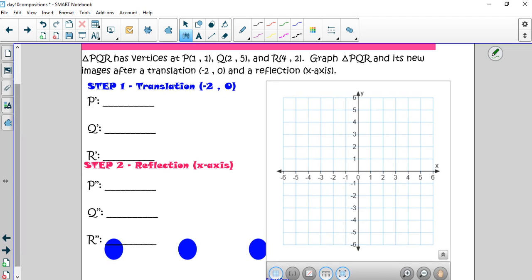PQR: P is at (1, 1), Q is at (2, 5), and R is at (4, 2). Now, we're going to translate it (negative 2, 0), which just means left 2, and that's it. The 0 means no movement up and down. So we're just shifting everything 2 spaces to the left.